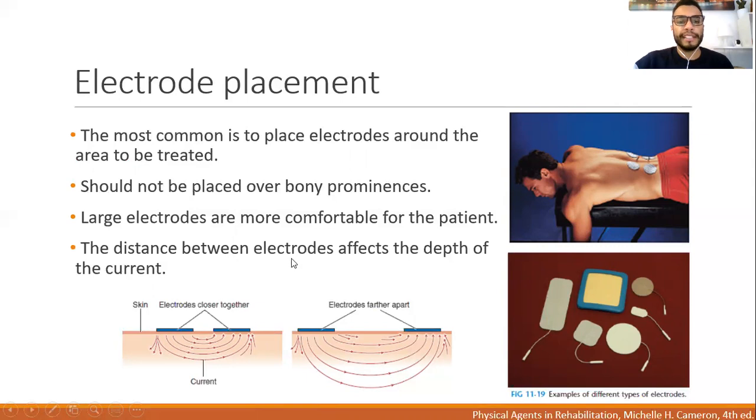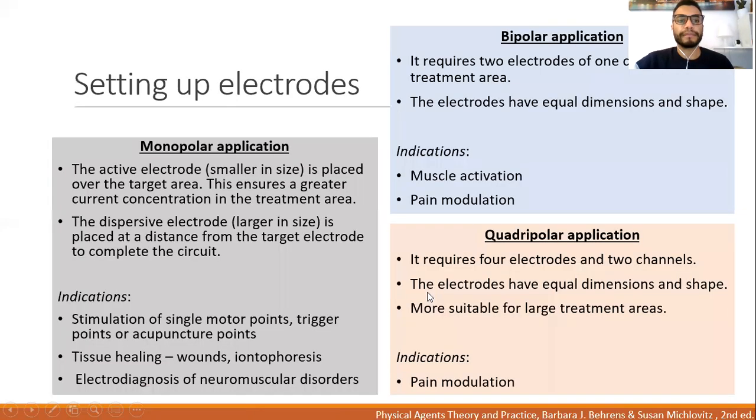And the distance between electrodes affects the depth of the current in a way that when electrodes are placed close together, okay, we have higher current density in superficial tissues, okay? And when we place electrodes further apart, we have higher current densities in the deep tissues, okay? And we have different types of applications, okay? We have monopolar, bipolar, and quadrupolar applications.